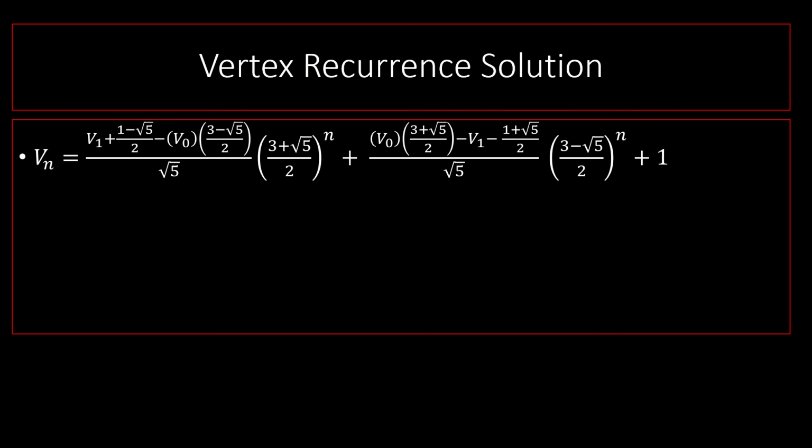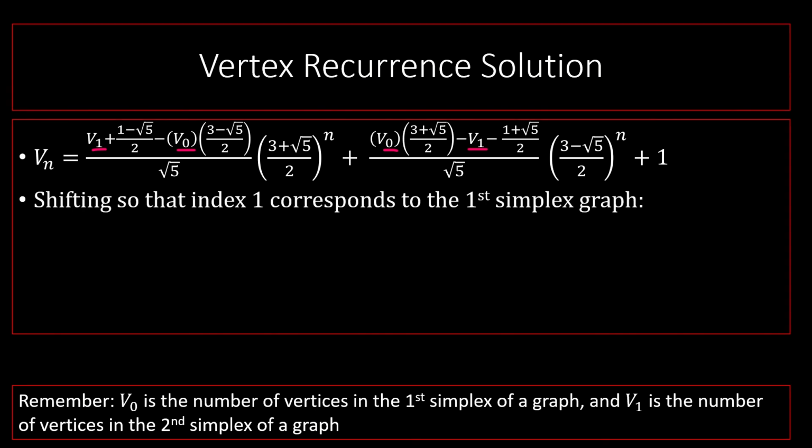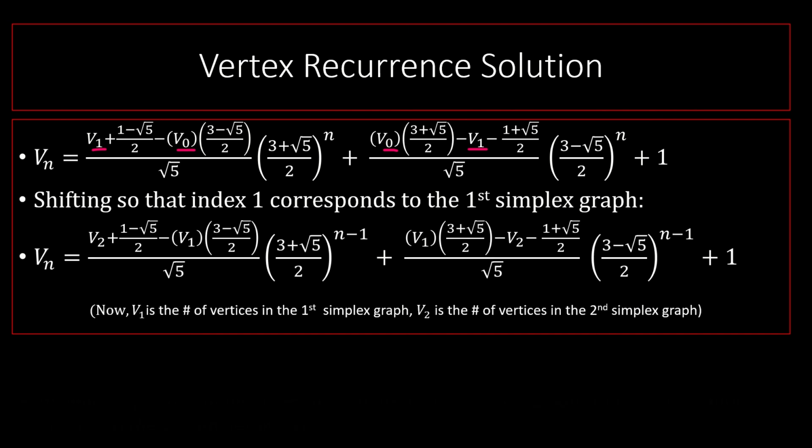Now remember, in this sequence, the 0 index corresponds to the first simplex graph. We can shift the exponent to n minus 1 now, because it'd be nice for index 1 to correspond to the first simplex graph. This is our result.